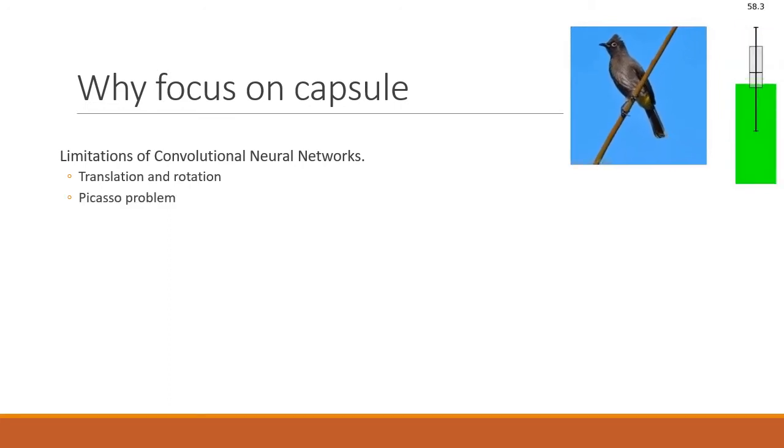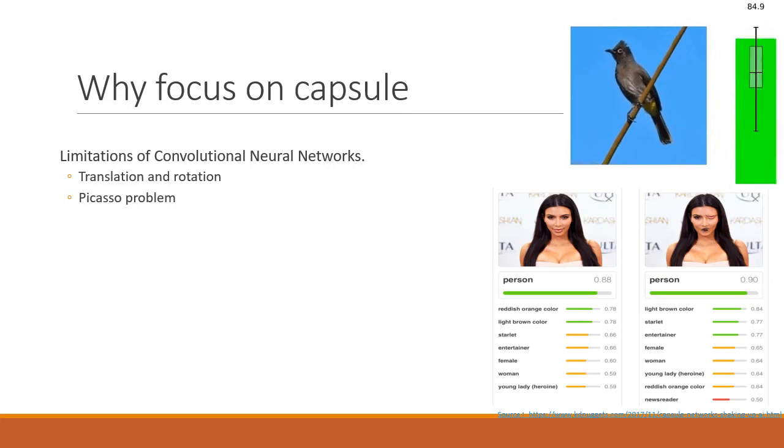For example, the lady in this photo, after changing the position of the eyes and mouth, the network can still recognize her as a person, because the pooling layer in CNN has lost the information about the precise position of the entity. Therefore, researchers want to develop a new structure that can replace the pooling layer.